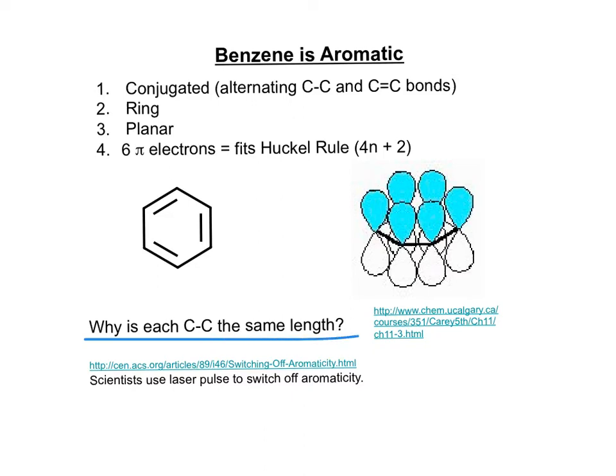So note that we see carbon-carbon single bonds and carbon-carbon double bonds. All carbons are in a ring. The benzene ring is planar because at each carbon the shape is trigonal planar, which gives it sp2 hybridized orbitals. And note that there's 2, 4, 6 pi electrons, and that fits the 4n+2 rule. And experiments show that each carbon-carbon bond in the benzene ring is the same length, and the reason is because of delocalization.